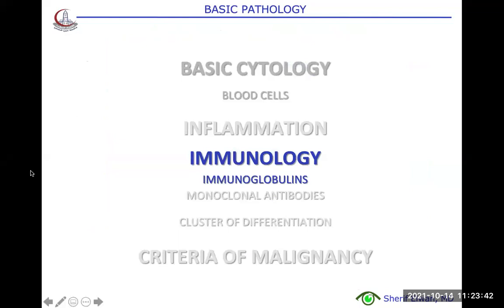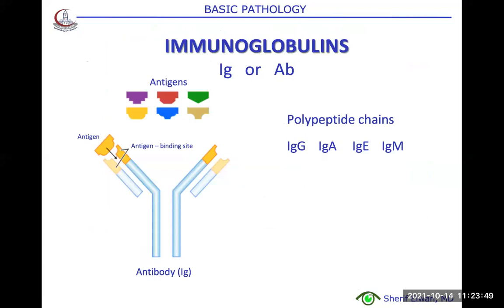Now we are finished with inflammation. We shall have some talk on immunology and immunoglobulins. By immunoglobulins, which we abbreviate as Ig, or antibodies, these are proteins. And under the electron microscope, the configuration of these proteins is like a Y shape with a long arm and a short arm.